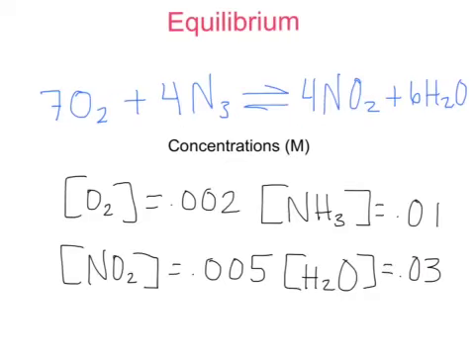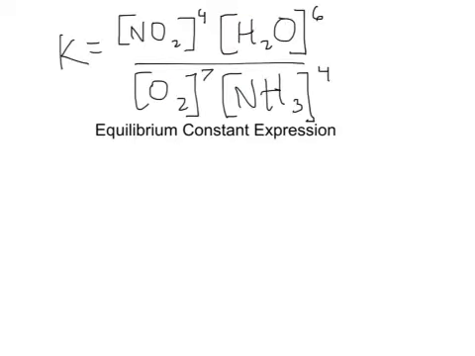To find the equilibrium constant at a constant temperature, multiply the concentrations of the products and divide that by the product of the concentrations of the reactants. The coefficients in the equation become exponents for each compound's concentration. This is the equilibrium constant expression, but substituting in the concentrations, you get this expression.